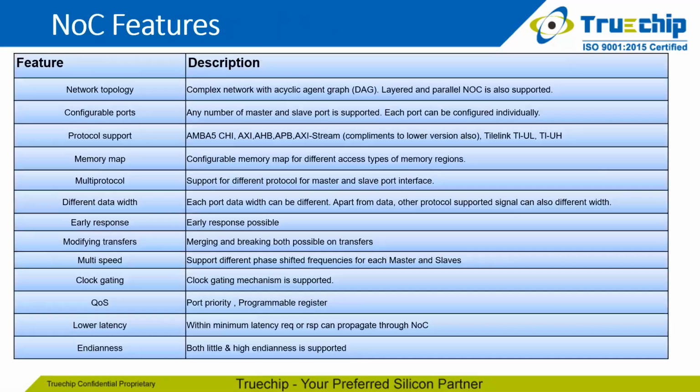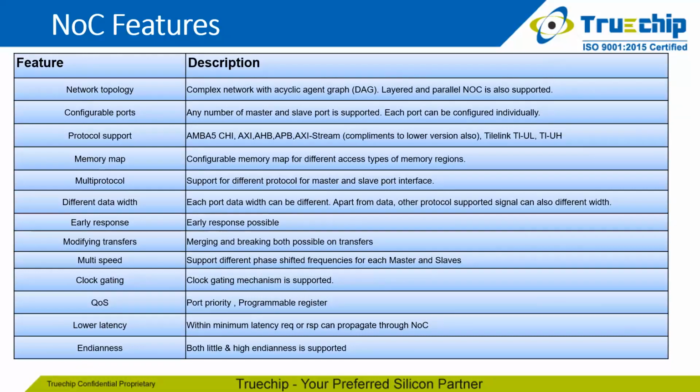Now let's look at the IP features that Truechip provides. For network topology, we use an acyclic graph, which enables us to support both layered and parallel NOC. The ports are highly configurable. You can configure them as master or slave, and you can configure each of them individually. For protocol support, AMBA CHI, AXI, AHB, AXI stream, TileLink, all of these are supported, in their latest versions as well as the legacy versions.